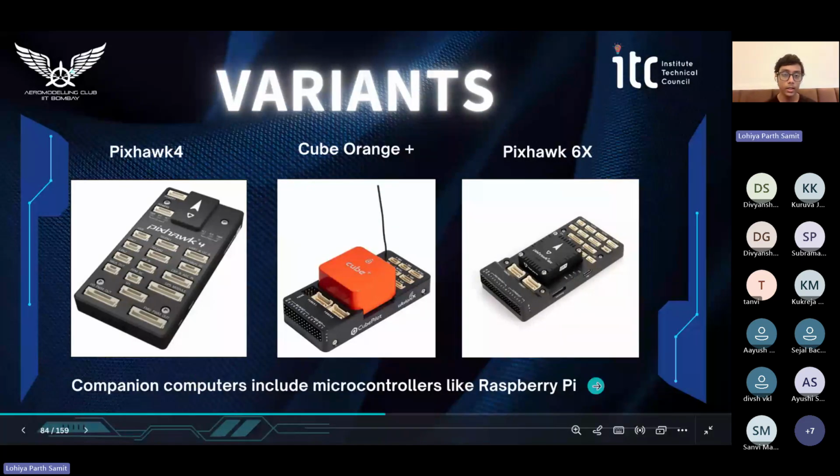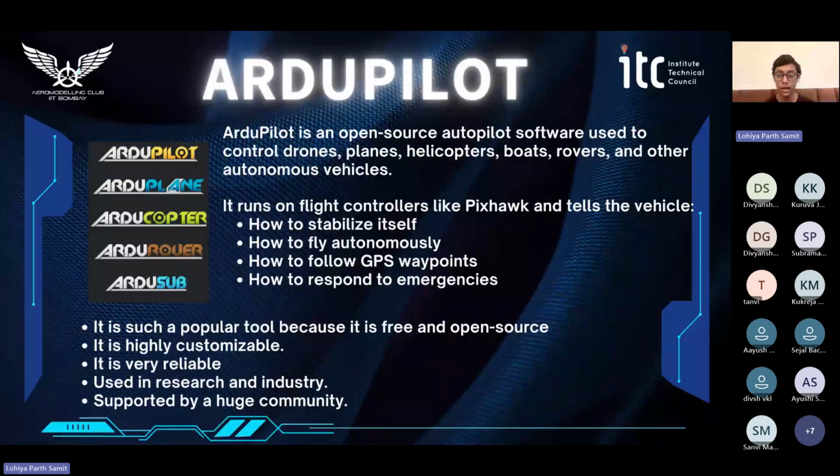Moving on to ArduPilot. It is an open source autopilot software used to control drones, planes, helicopters, boats, rovers, and other autonomous vehicles. So these are the different software options that are available to us, and we will be using ArduPilot for our drones. It also runs on flight controllers like Pixhawk and tells the vehicle how to stabilize itself, how to fly autonomously, how to follow GPS waypoints, and how to respond to emergencies. That is using the failsafes.